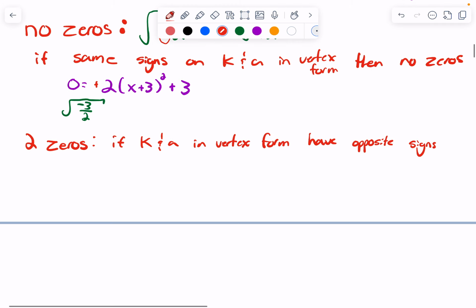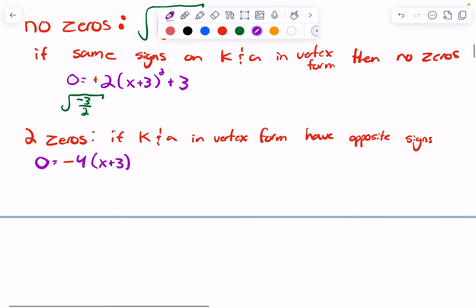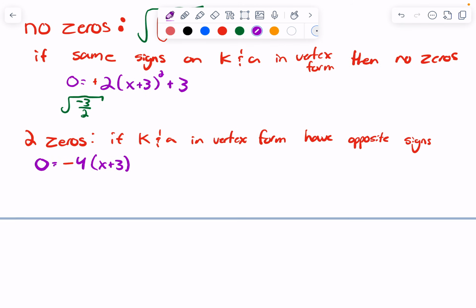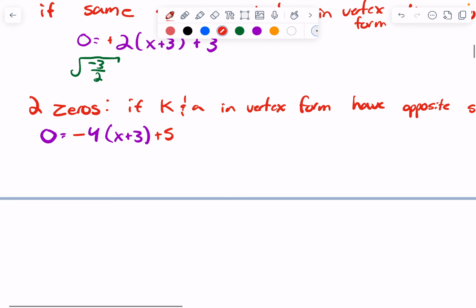And let's think about that. So if we do 0 equals, and let's make my a negative. So we'd have negative, I'll do a different number, 4x plus 3, and now make this one opposite sign. So in this case, if that was negative, that means this one would have to be a positive 4, or positive any number, 5. But now look what happens.